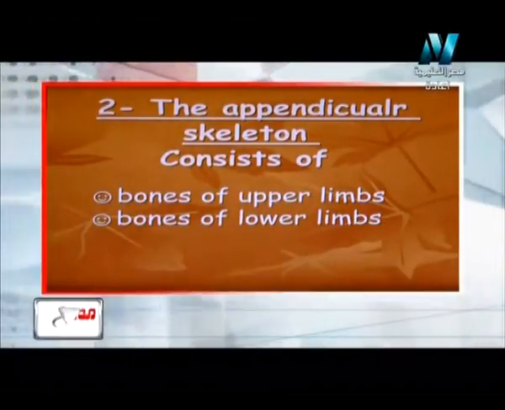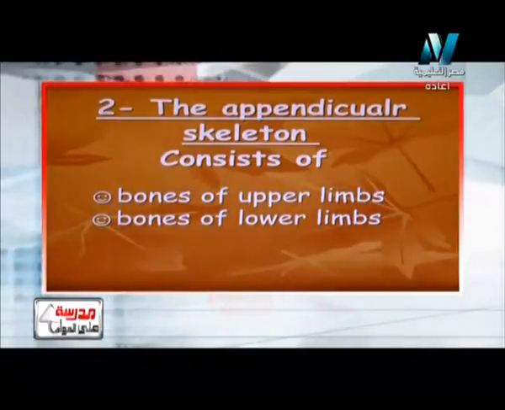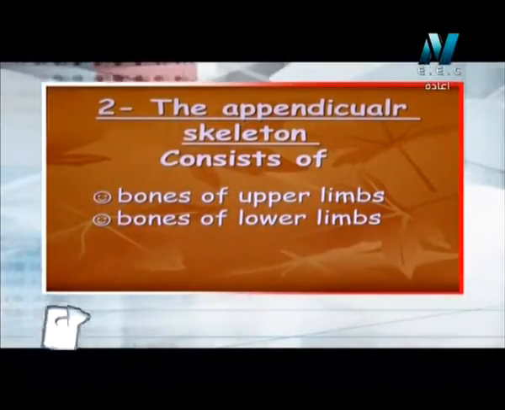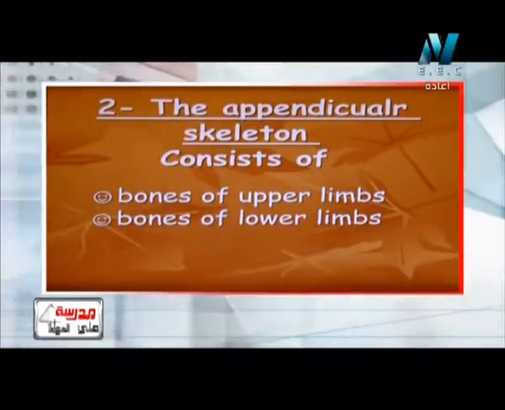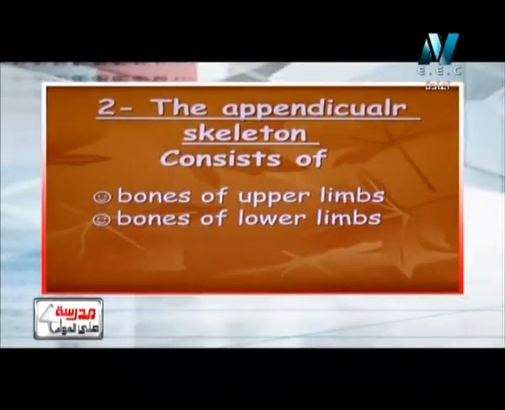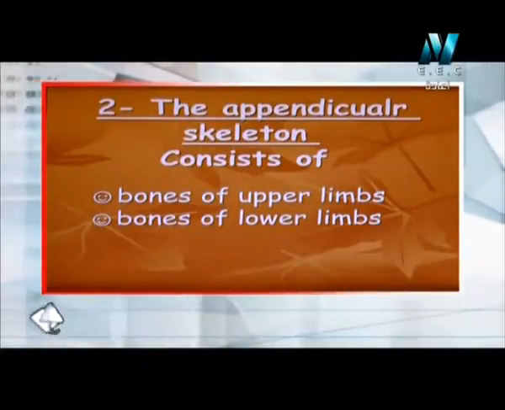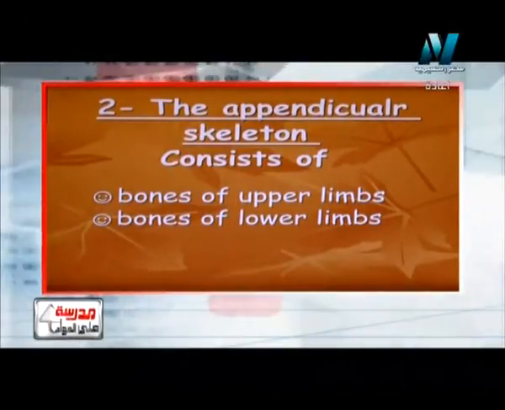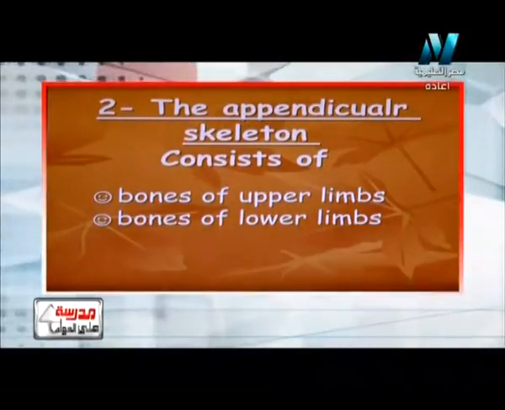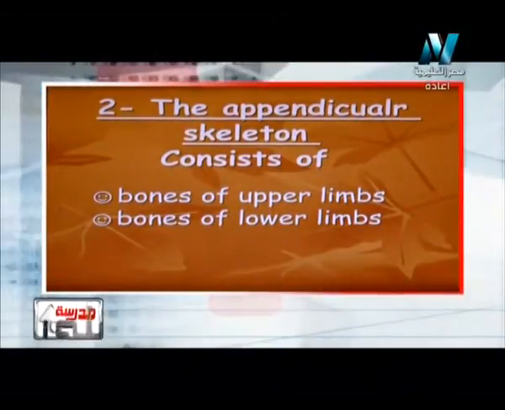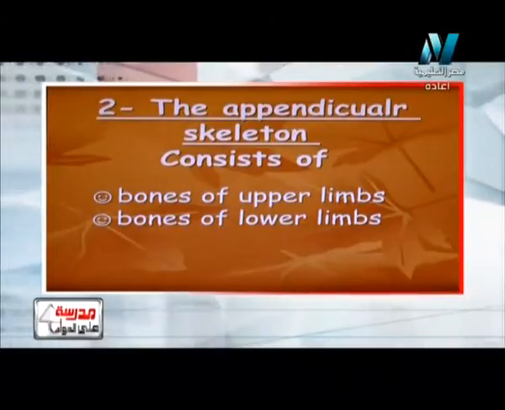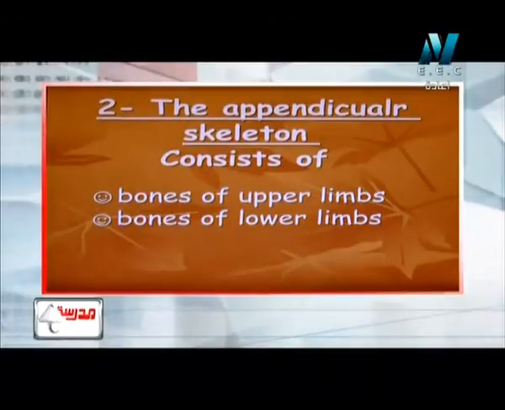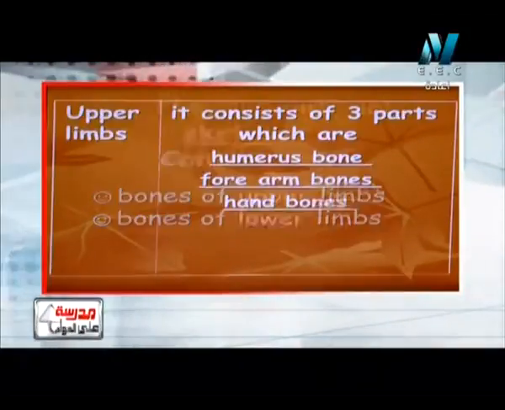It contains bones of the upper limbs and bones of the lower limbs. Bones of the upper limb, which are the 2 arms. Bones of the lower limb, which are the 2 legs. So now let's study them in detail, because their structure is more common in exams, in the labeling questions.